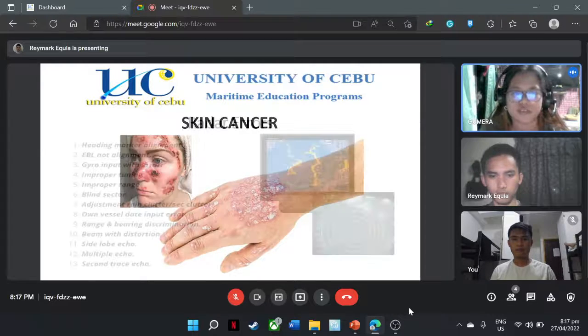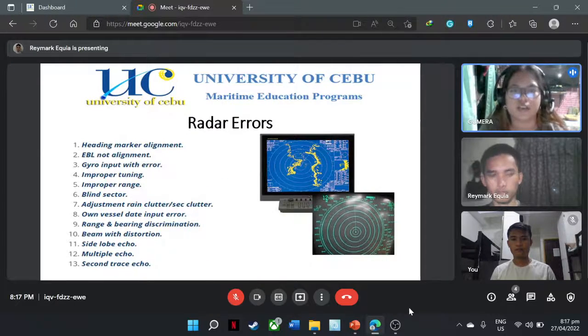So these are the radar errors. First is the heading marker alignment. Second is the EBL alignment. Third, gyro input with error. Fourth, improper tuning. Fifth, improper range. Sixth, blind sector. Seventh, adjustment of rain clutter or sea clutter. Eighth, own vessel data input error. Ninth, range and bearing discrimination. Tenth, beam width distortion. Eleventh, side lobe echo. Twelfth, multiple echo. And thirteenth, second trace echo.